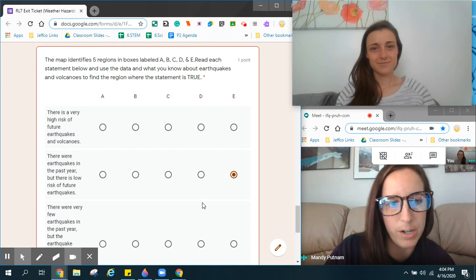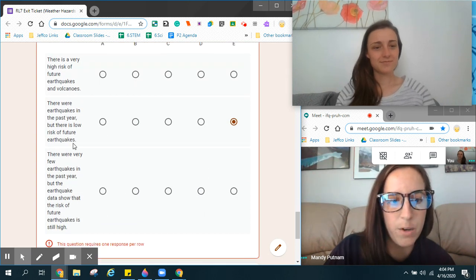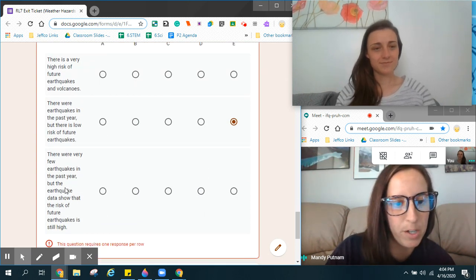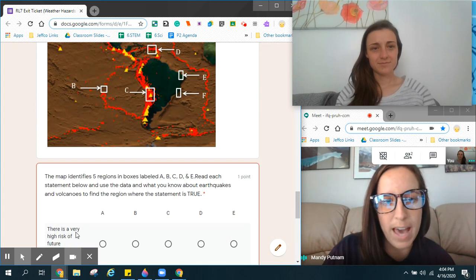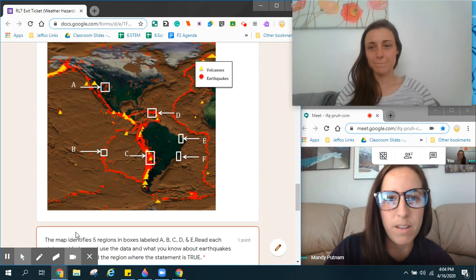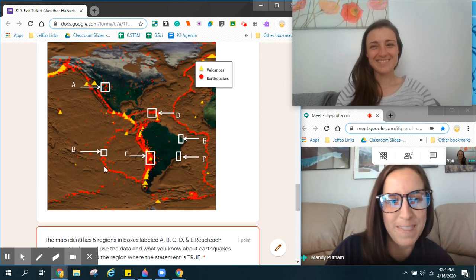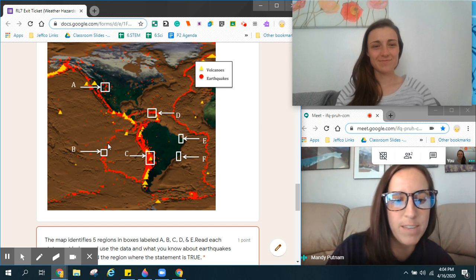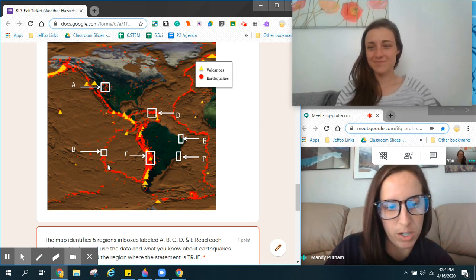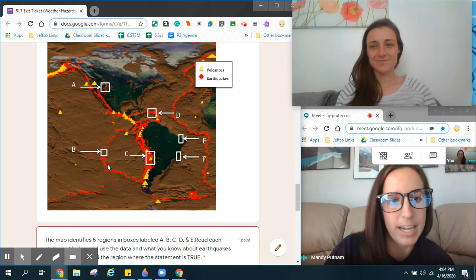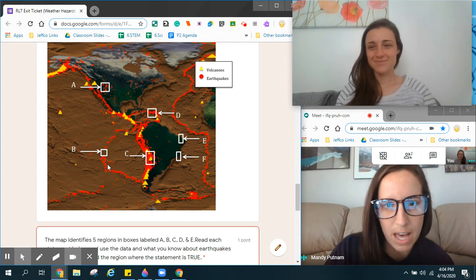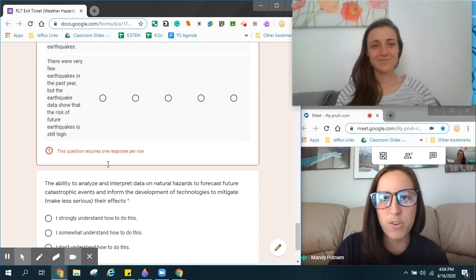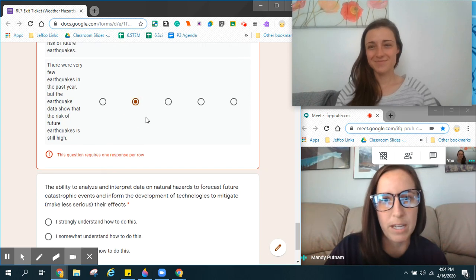The third one of that section says, there were very few earthquakes in the past year, but the earthquake data show that the risk of future earthquakes is still high. For that particular one, the wording is a little bit messy, and we understand that. But if you look at B, you'll notice that it is on a fault line, which means that it may have had very few earthquakes, but there is a risk of future earthquakes. The risk is very high. So we wanted to clarify that with you. If you still have questions, please reach out to us, email us, and we can go over it in a Google Meet or something like that.